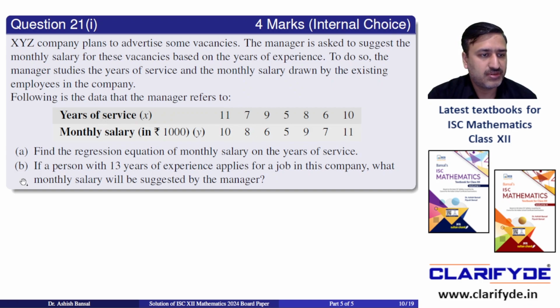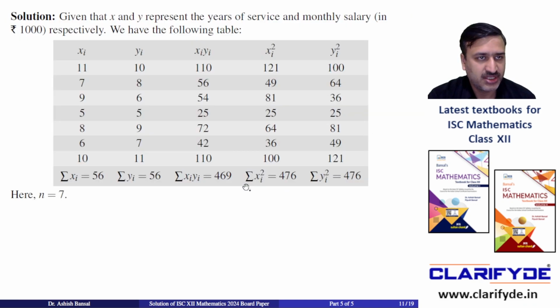We have to determine these two parts. First, find the regression equation of monthly salary on the years of service. Second, if a person with 13 years of experience applies for a job in the company, what monthly salary will be suggested by the manager? So we are given x and y. X represents the years of service, y represents the monthly salary in rupees 1000 respectively, and this is the table. So values of xi and yi are given.